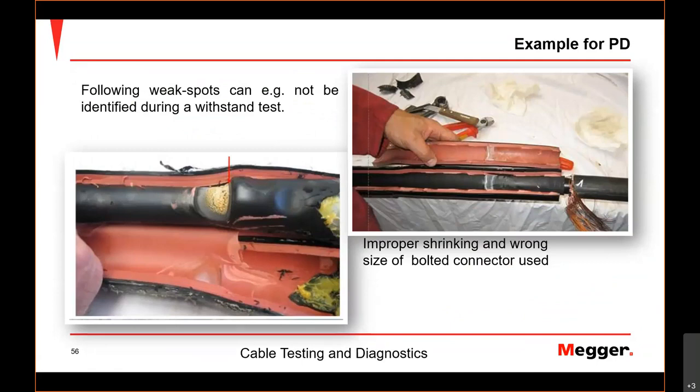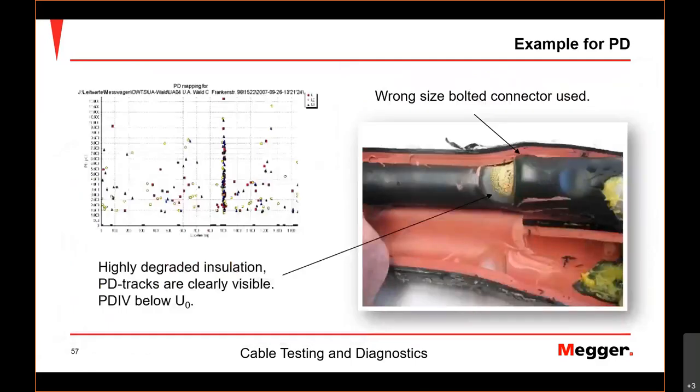Joint body not at the exact size, wrong size, crimps here, connectors. This is from an old instrument, the display where you did see a lot of little discharge dots, and you had to evaluate them all individually by yourself. Now the software has gotten so good that it's doing the job for you, and you can just look at it and confirm.